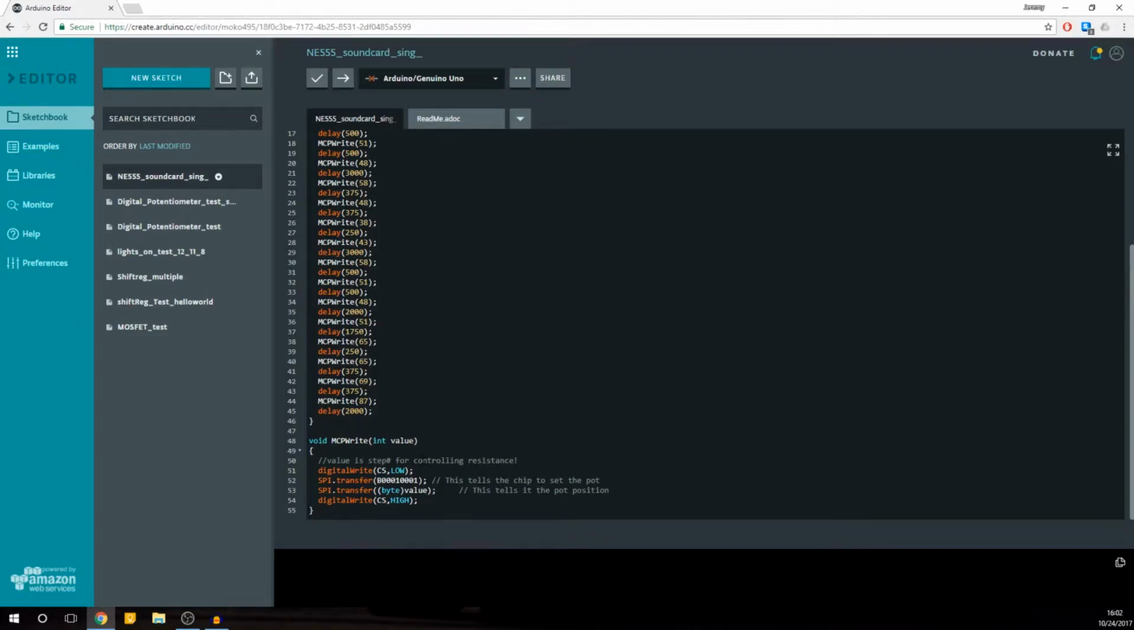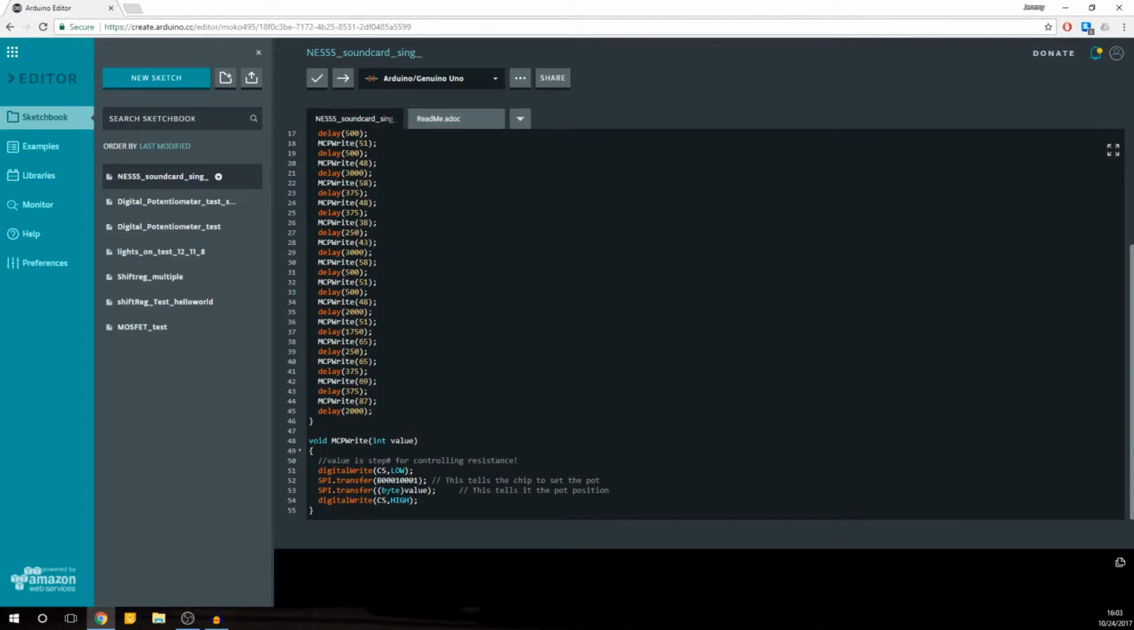So CS, when the digital potentiometer detects that CS is off, then it's going to start taking the data from pin number 2 and 3, the SPI data. And when CS is on, then the digital potentiometer will not take data from pin number 2 and 3. It will ignore whatever is incoming. So when CS is low, it's going to send out the data B00010001, that is to tell the chip to set the pot. And then simply send out the value.